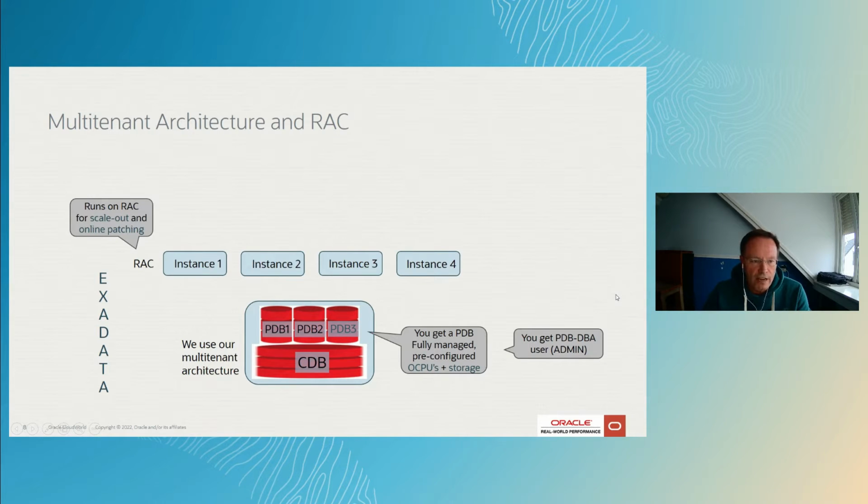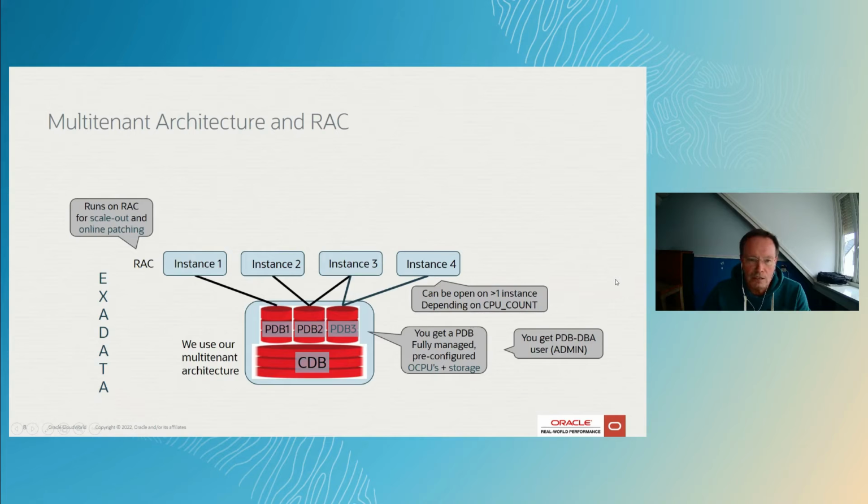Now, this runs on RAC, obviously on Exadata. So we have multiple instances open at the same time. And we run on RAC for scale out and online patching. But what this means is that your PDB will be open on any of these instances. And it is also possible, if you allocate a PDB with a large number of OCPUs, that your PDB will be open on more than one instance. This basically depends on the CPU count, which is derived from the number of OCPUs. So you need to be aware that you can be running or open on multiple instances.